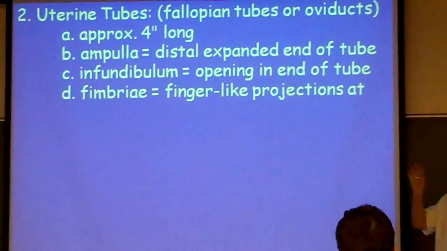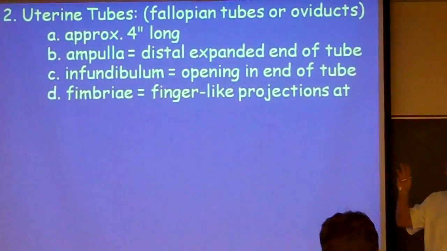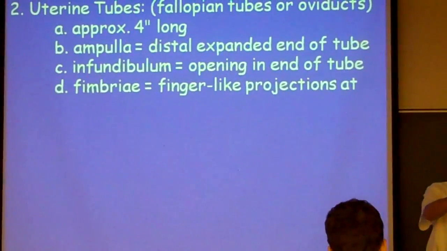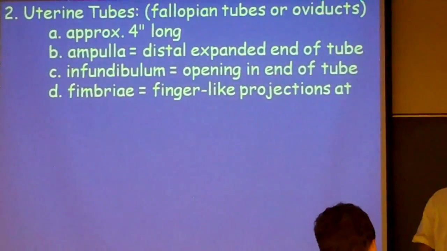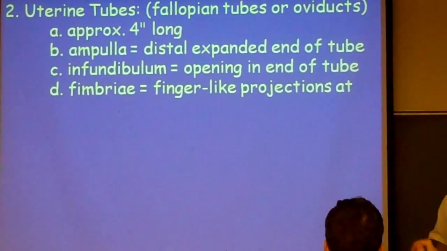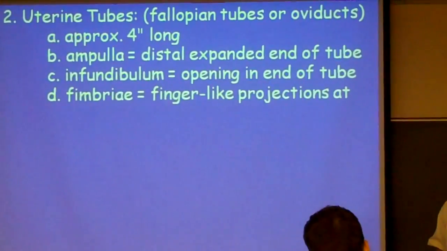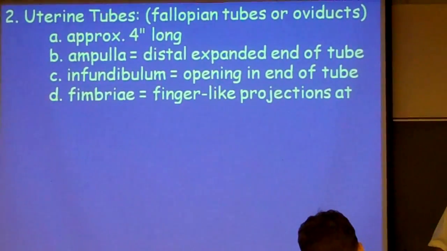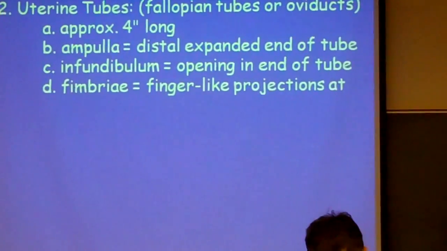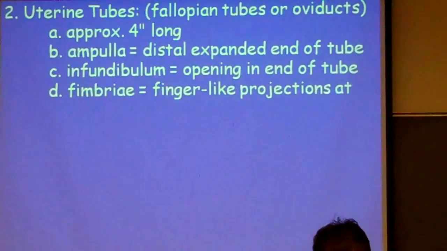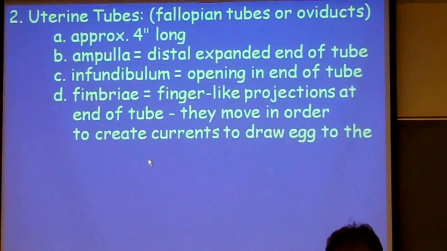The fimbriae, you probably didn't know this. These little fimbriae are finger-like projections at the end of the tube. And they move like this. They literally set up a current to draw the secondary oocyte into that tube. Where does fertilization normally occur when it occurs? Do y'all know? In the fallopian tube, in the upper 1/3 of the fallopian tube. Normally, that's the best. That's where it's supposed to. In the upper 1/3 of the fallopian tube is where it normally occurs, everybody. They move in order to create currents to draw.